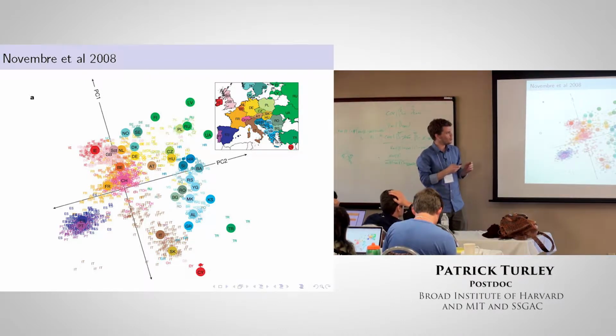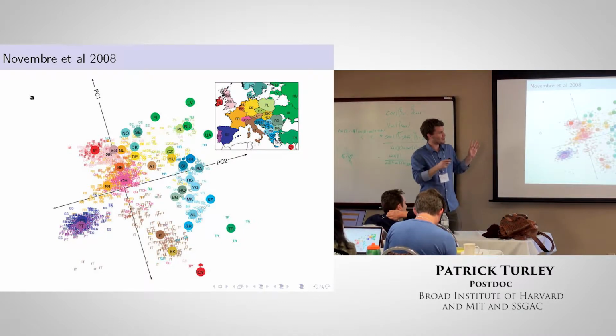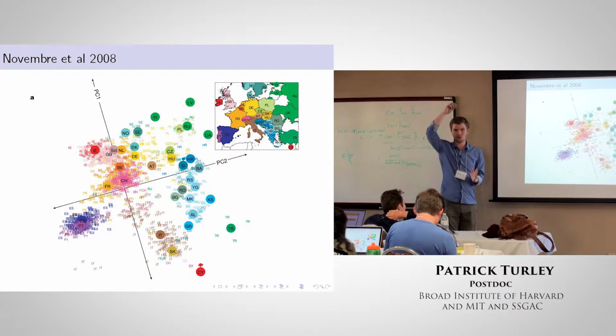And so when you do this, it creates a map of Europe, right? Over here is Spain. So all the people from Spain and Portugal are in this part of PC space. And over here is Ireland and Great Britain, and here's France. So what this means is that the first principal component in this data set is latitude, and the second one is longitude.